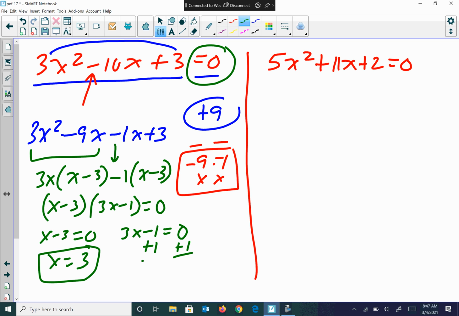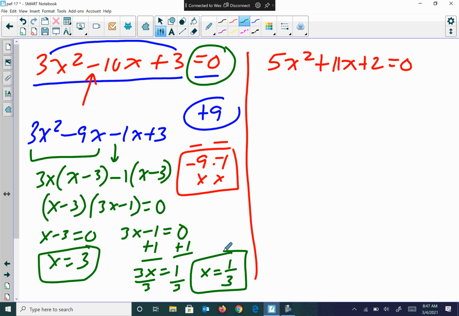3x equals 1. Good, because you added to both sides. And then x equals 1/3. Hey, is it okay to have a fraction for an answer? Yeah, fractions exist. So we get an answer of 3, and we get an answer of 1/3. Muhammad, doing all right? Yeah, baby.